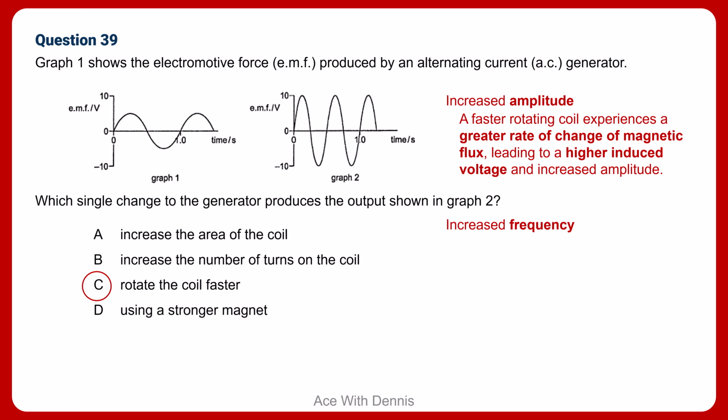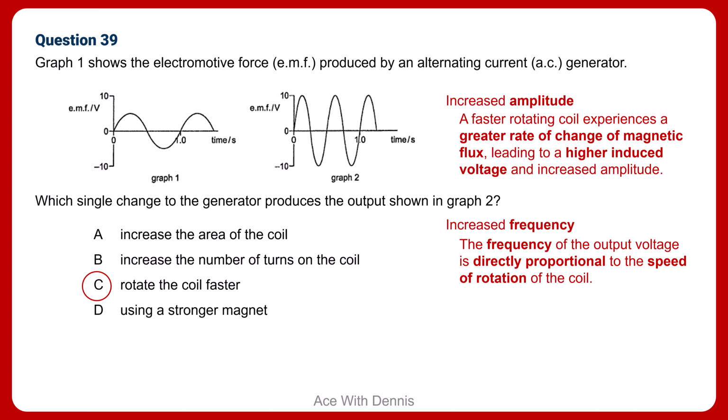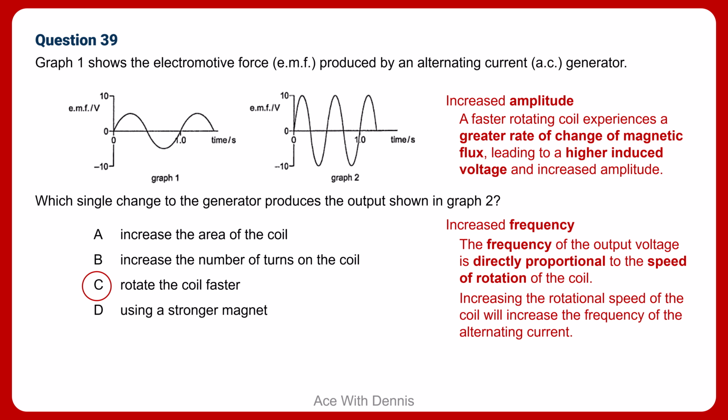A faster rotating coil will experience a greater rate of change of magnetic flux, leading to a higher induced voltage and increased amplitude. On the other hand, the frequency of the output voltage is directly proportional to the speed of rotation of the coil. Increasing the rotational speed of the coil will increase the frequency of the alternating current. Hence, the answer is C. Rotate the coil faster.